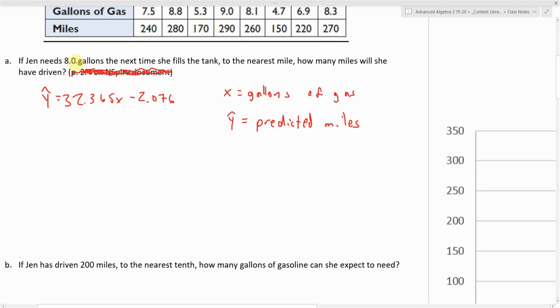So if Jen needs 8 gallons of gas the next time she fills the tank, how many miles will she have driven? Well, this was saying that x equals 8, right? So we can say y hat would be equal to 32.365 times the 8 gallons minus 2.076. And now we can go ahead and just type that into the calculator.